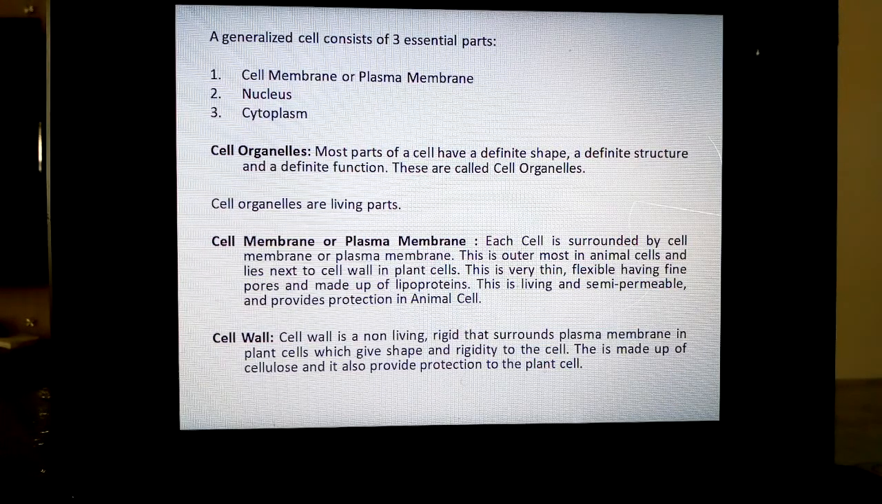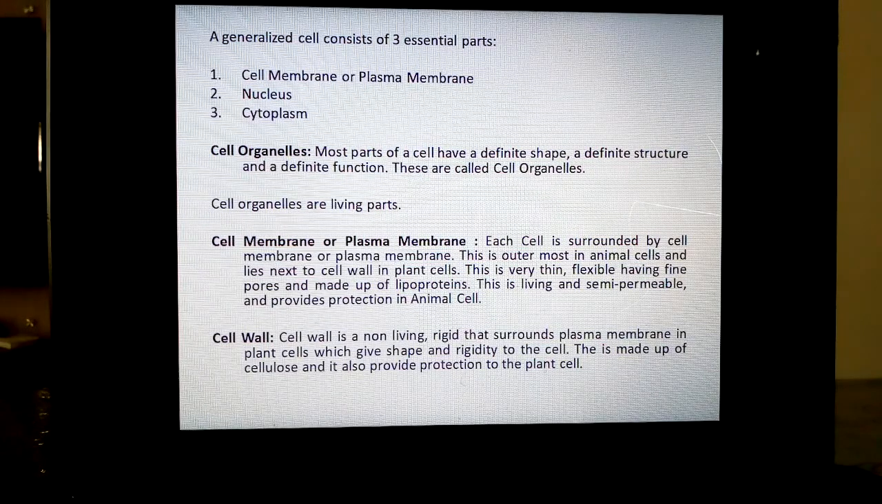Cell membrane or plasma membrane. Each cell is surrounded by cell membrane or plasma membrane. This is the outermost cell structure in animal cells and lies next to the cell wall in plant cells. By this you will understand one thing. In a plant cell there are 2 structures. One is cell membrane, another one is cell wall. Cell membrane is made up of lipoproteins and cell wall is made up of carbohydrate, a complex carbohydrate, namely cellulose.